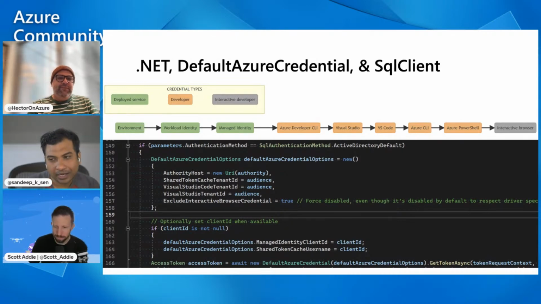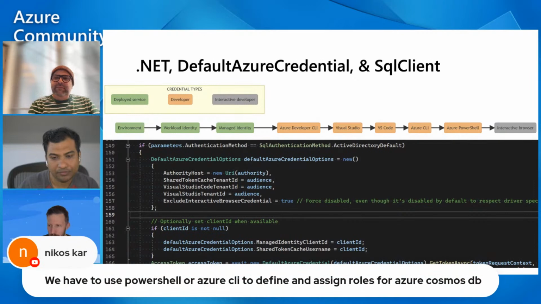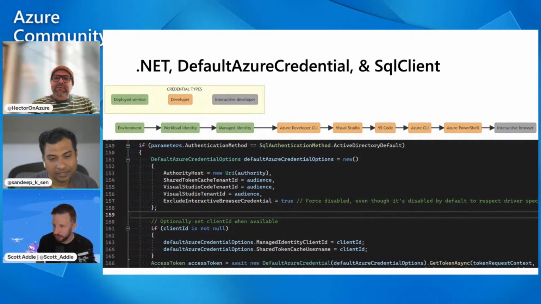I think so. And there are a couple of questions. I know we have a Q&A at a different section, but I want to take them on because they are a bit relevant. So one of the questions from Nikos is: do we have to use PowerShell or Azure CLI to define and assign roles to Azure Cosmos DB? Yeah, do we have to use PowerShell or Azure CLI to assign roles to Azure Cosmos DB?